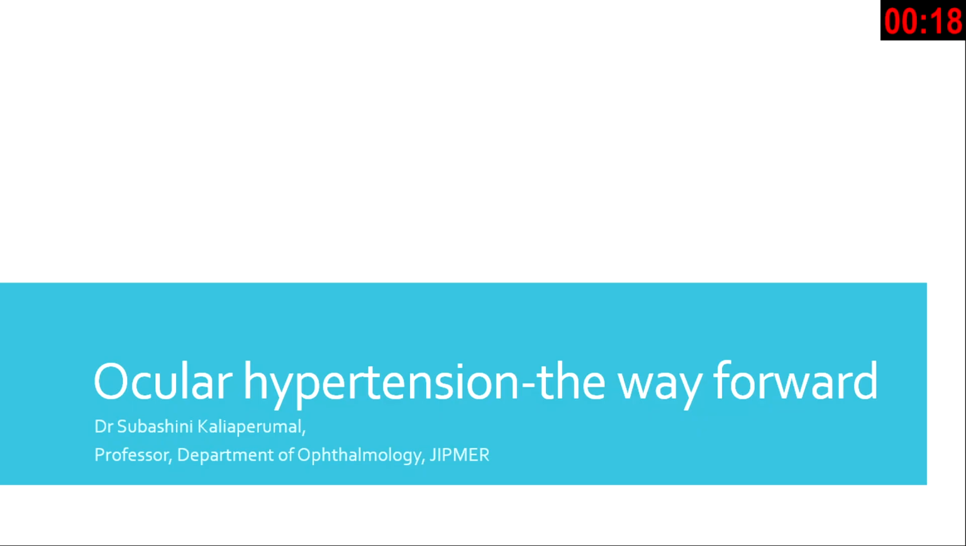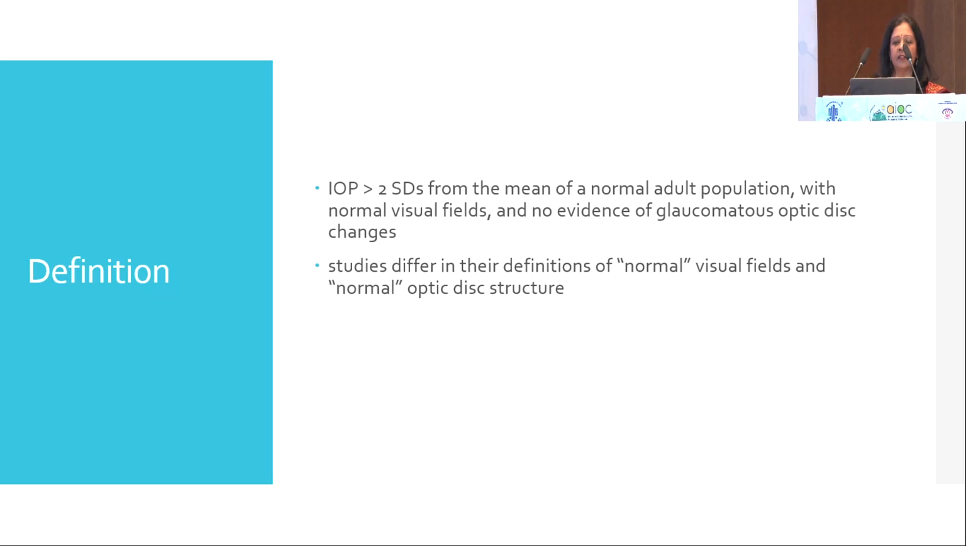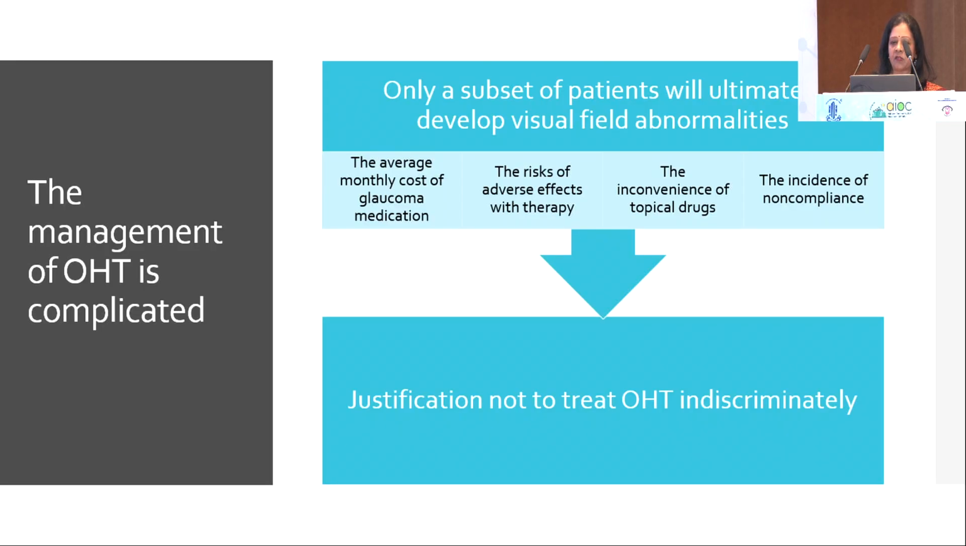Good afternoon, everyone. The topic of my presentation is ocular hypertension, the way forward. Ocular hypertension is defined as intraocular pressure more than 2 standard deviations from the mean of a normal adult population with normal visual fields and no evidence of glaucomatous optic disc changes. But studies differ in their definitions of what is normal visual fields and normal optic disc structure.